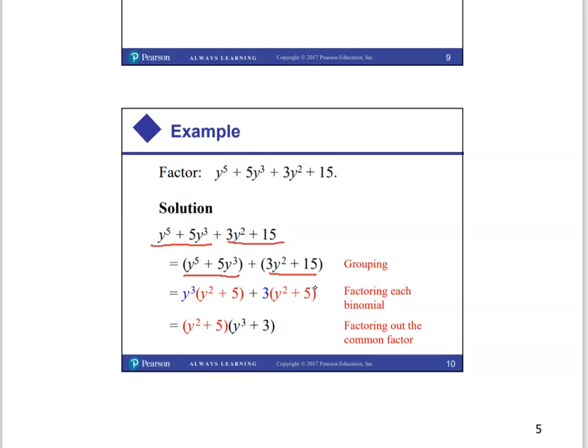And remember that if you want to check yourself, when you multiply these back out, you should be able to get what you had in the first place. So y to the third times y squared is y to the fifth. Y to the third times 5 is 5y to the third. 3y times y squared is 3y squared, and 3 times 5 is 15.